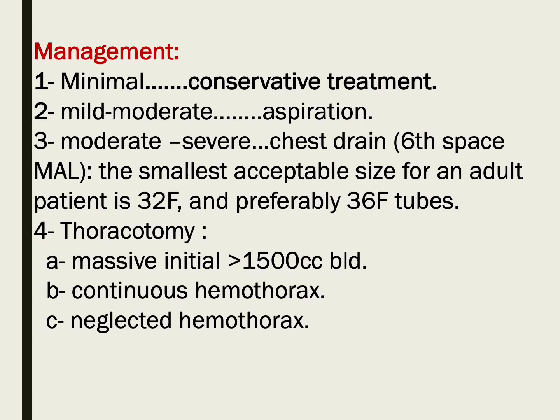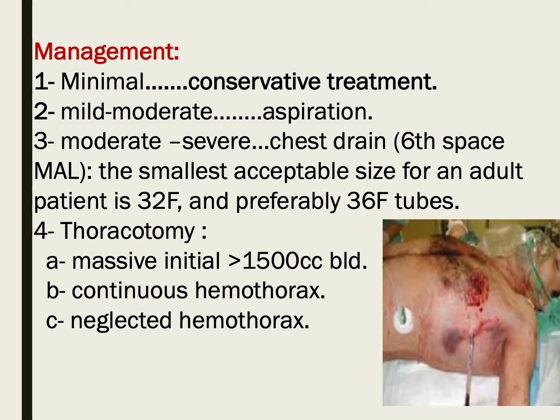So the management: if it is minimal, we do conservative management. If it is mild to moderate, we can do aspiration. If it is a severe or moderate collection, then we have to insert a chest drain. And thoracotomy is indicated for patients with massive hemothorax with continuous drainage from the drain, with an initial 1.5 liters, or a continuous hemothorax, or a neglected hemothorax, which can be done electively in patients developing chronic empyema or fibrothorax.